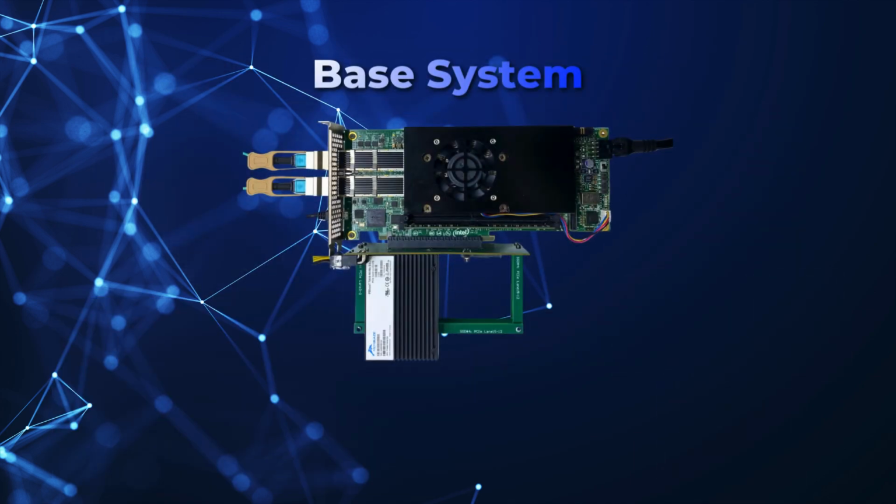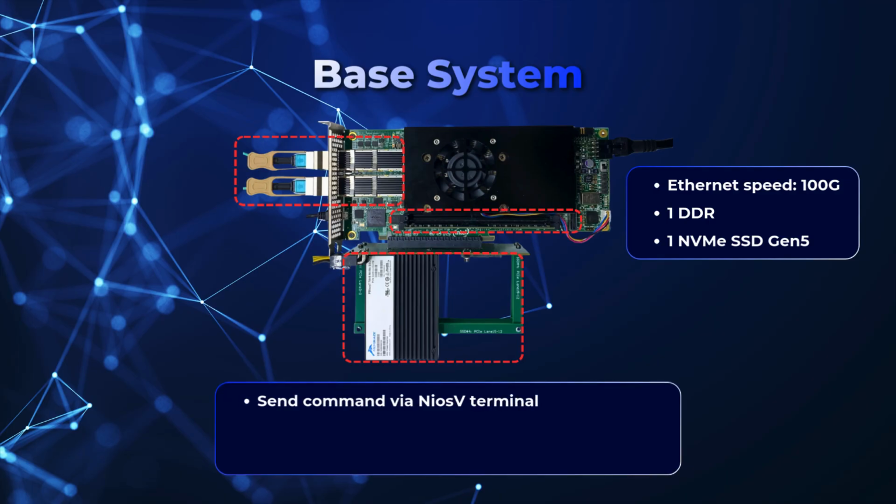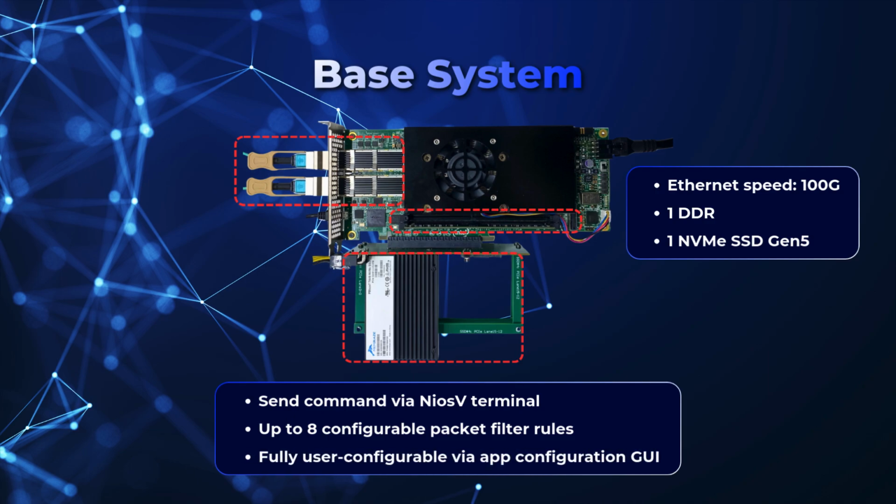redesign. Although the data logger is highly configurable and scalable, we start with the base system configuration for clarity and ease of use. The base system operates at 100G Ethernet and uses 1 DDR memory channel for buffering, along with 1 NVMe SSD Gen5 for storage. Users can send commands and configure internal parameters through the Neon 5 terminal, including up to 8 configurable packet filter rules. For convenience, we also provide a GUI application that allows users to select and generate filter rules, which can be applied through the terminal.